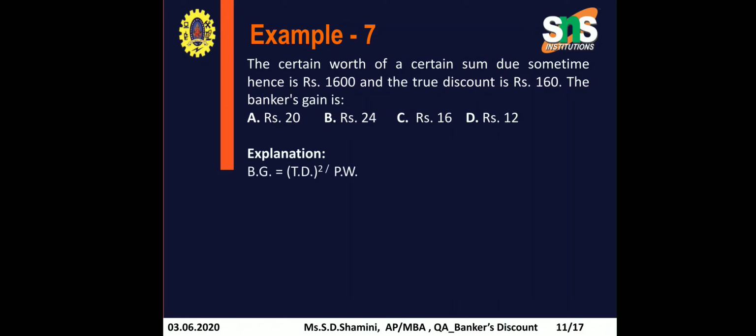So banker's gain is given by true discount square divided by the present worth. The true discount given here is rupees 160. So 160 into 160 divided by the present worth, rupees 1600. If you calculate this, you will get rupees 16. So here the correct answer is option C, rupees 16 for this problem.